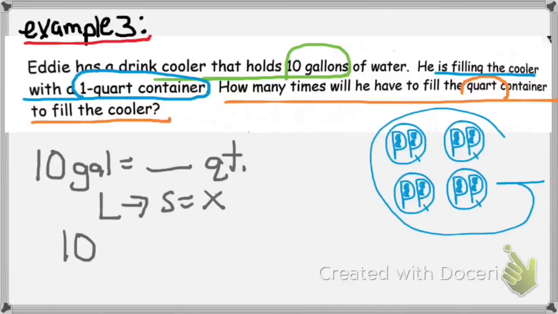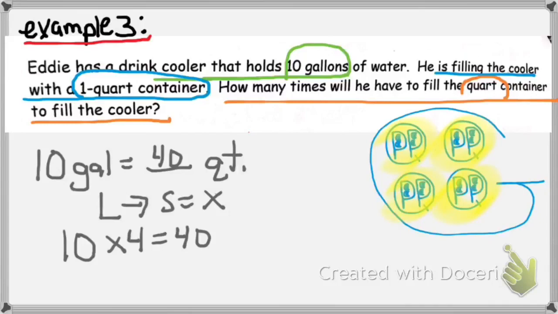Take my given number, which is 10, my operation I just chose, which is times, and I need to see how many quarts are in a gallon. I'll count 1, 2, 3, 4 quarts are in a gallon, so I'll write that number next to my 10 times. And 10 times 4 I know equals 40. So 10 gallons equals 40 quarts.